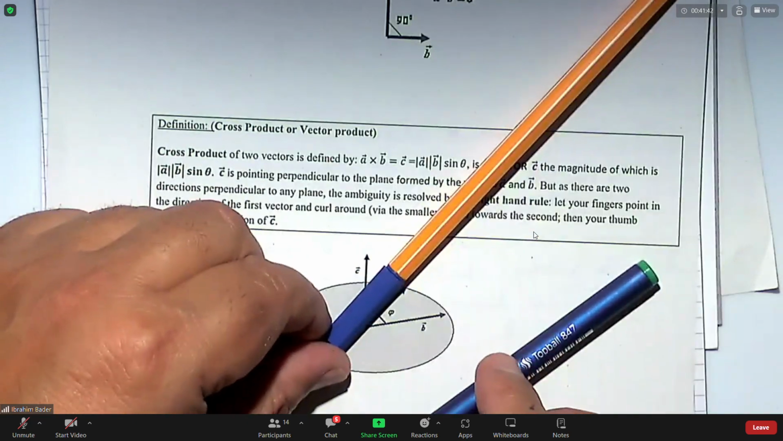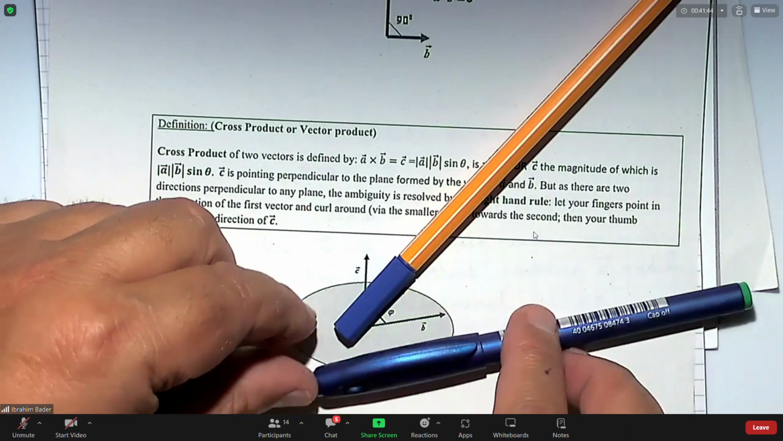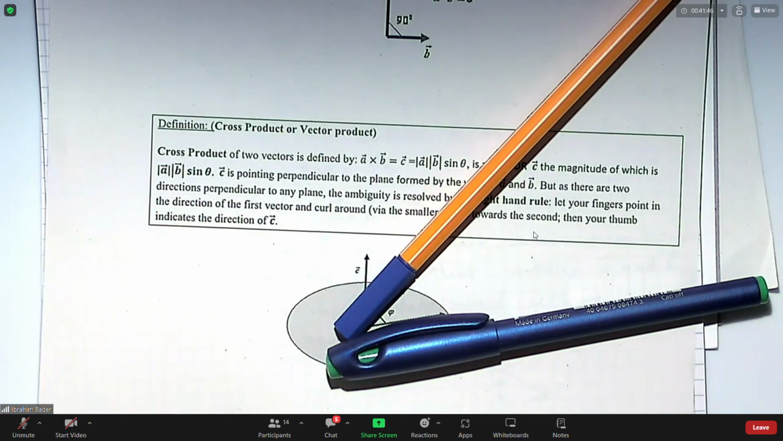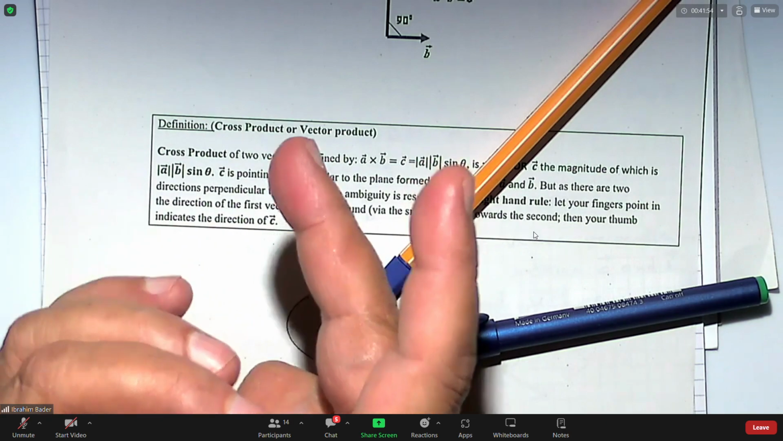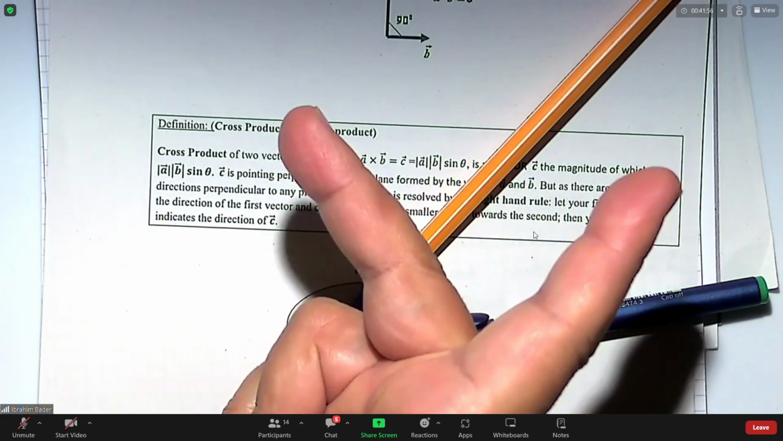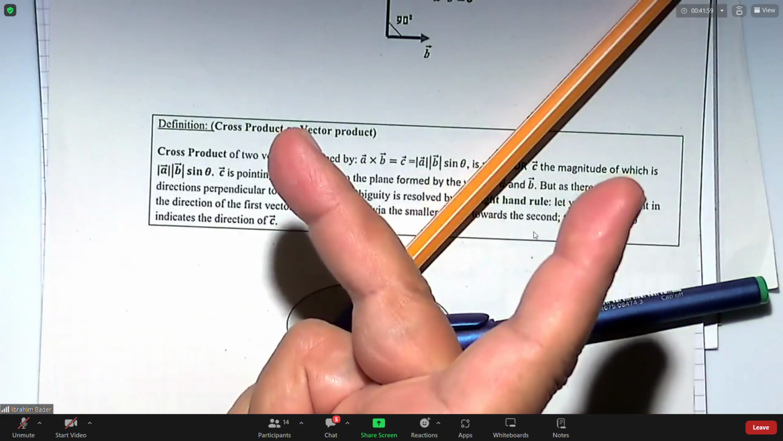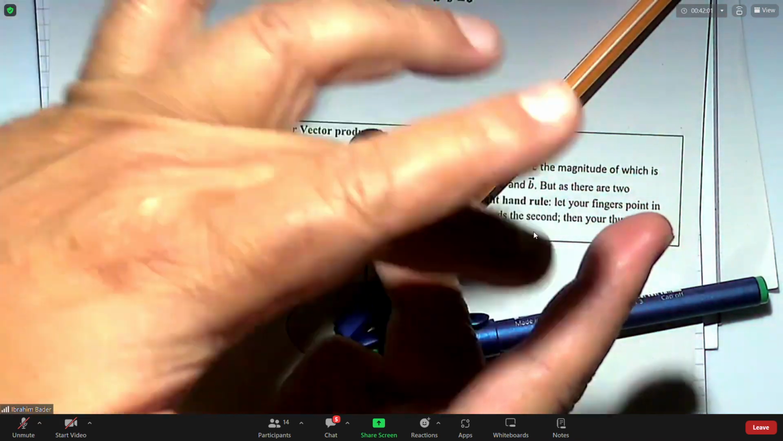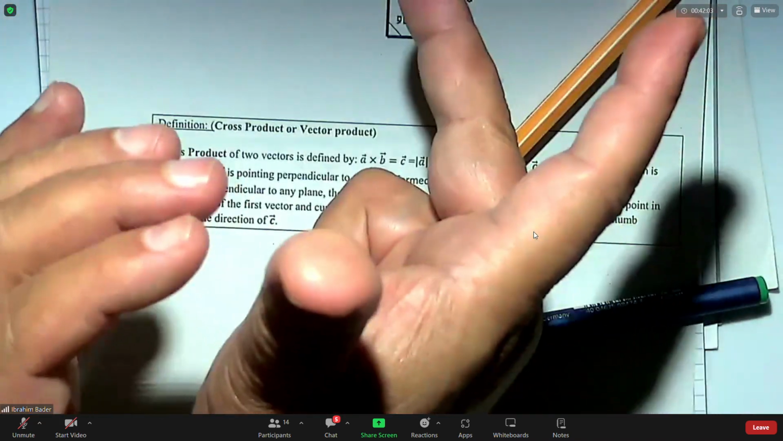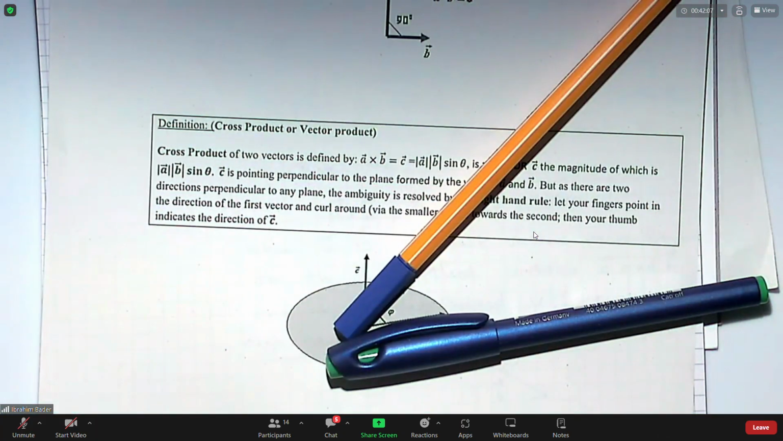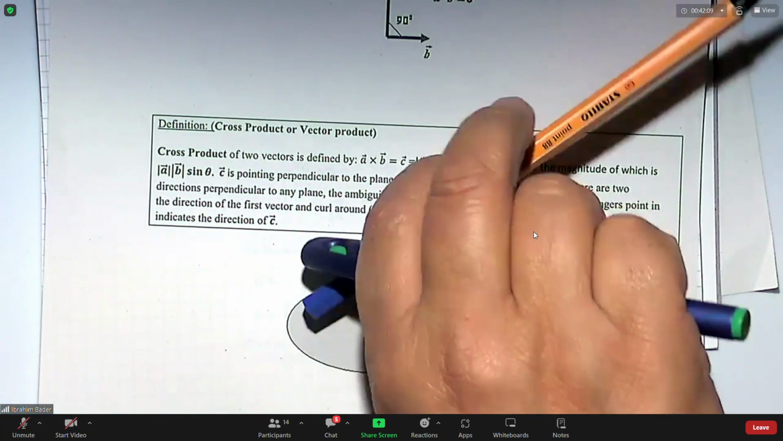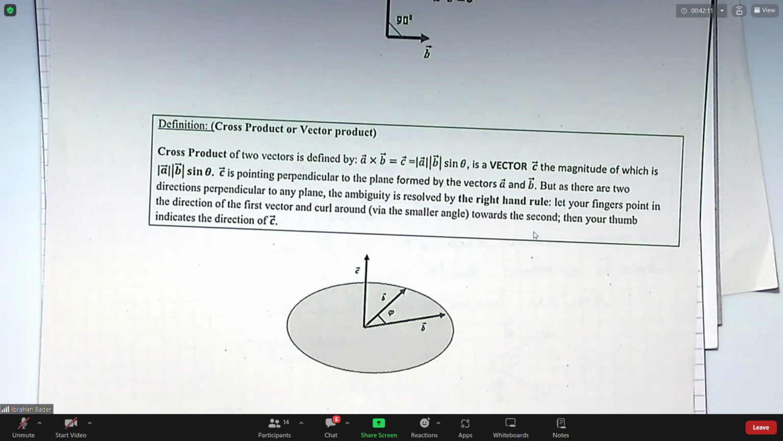So vector A, vector B are these two fingers, and then the thumb will be pointing in this direction. So this is the right hand rule. Vector A, vector B in the same plane, and then here you have the thumb pointing up from this plane. So this is what is meant by the right hand rule.